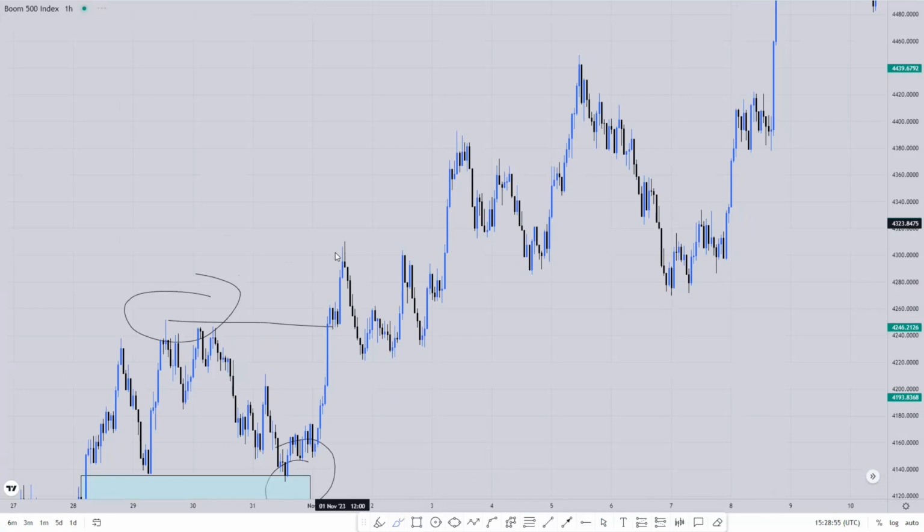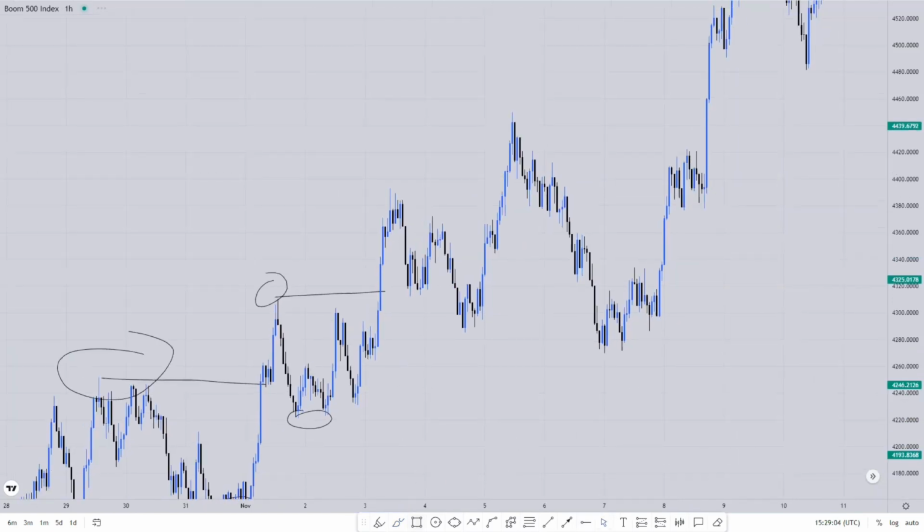Where's our higher high? Higher high there. This was a target. That's a higher low. Where is our higher high? Our higher high is there because this is one leg. If you notice, this was the break.